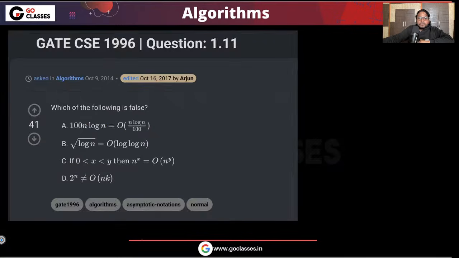Okay. Can you solve this question? This question has been asked in 1996. So what they are saying, which of the following is false? See, let's just compare all of this. Okay. Let's just see which of the following is false.